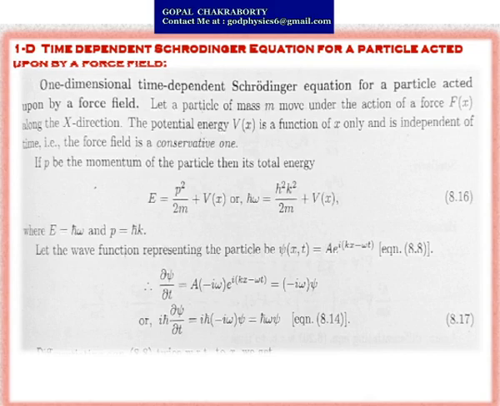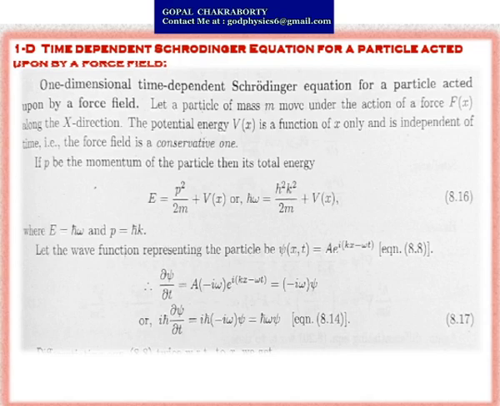You know the total energy E equals h cut omega. So h cut omega equals h cut square k square by twice m plus V, where I have substituted the value of momentum. Let the wave function represented by the particle be psi(x,t) equals A e to the power i(kx minus omega t). For the previous one I also considered a similar wave function, so try to remember that wave function psi equals A e to the power i(kx minus omega t). You have to start with this equation.